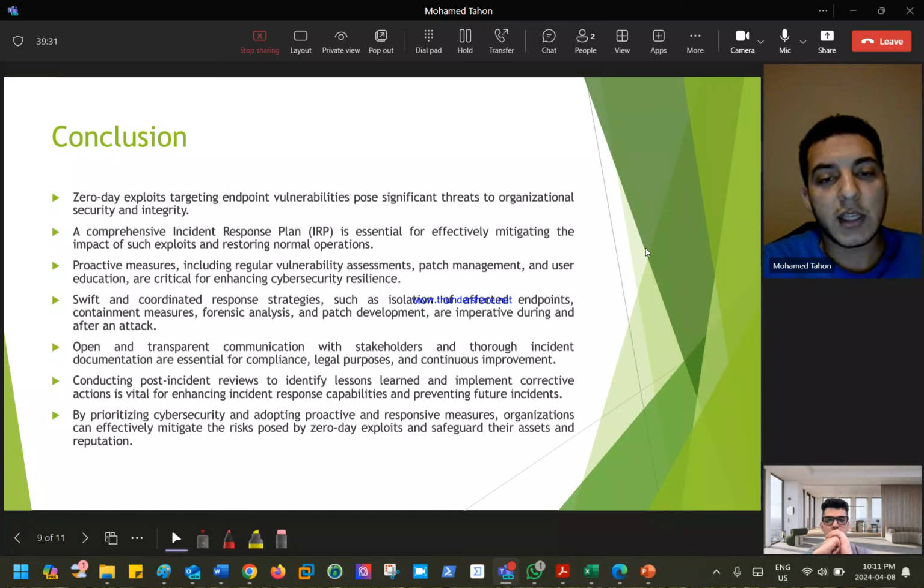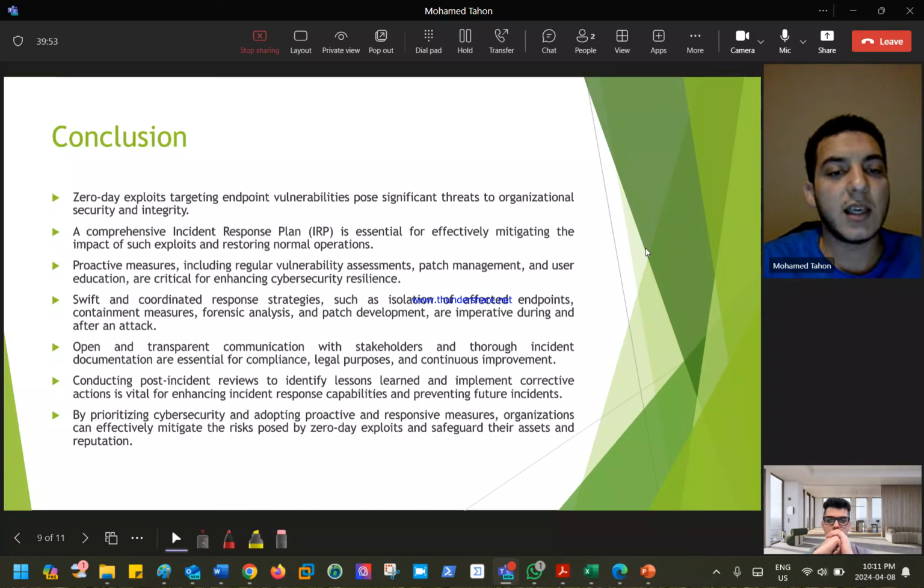Post-incident review for continued improvement. We're going to highlight the importance of conducting post-incident reviews to identify lessons learned and implement corrective actions. By analyzing past incidents, organizations can enhance their incident response capabilities and prevent future incidents more effectively.